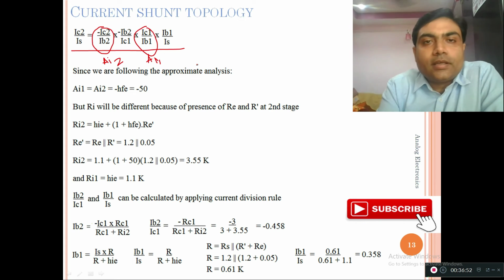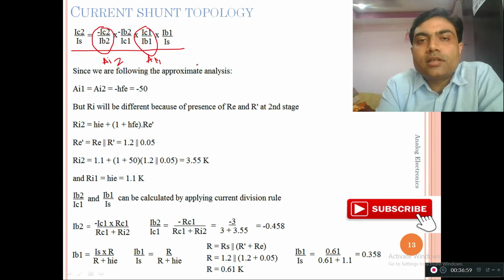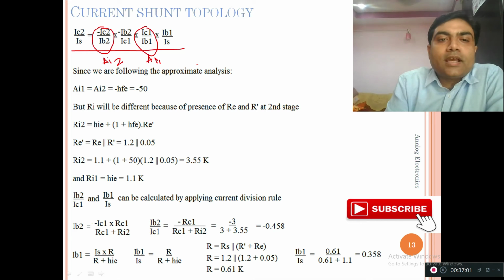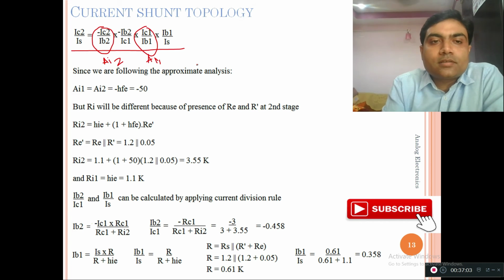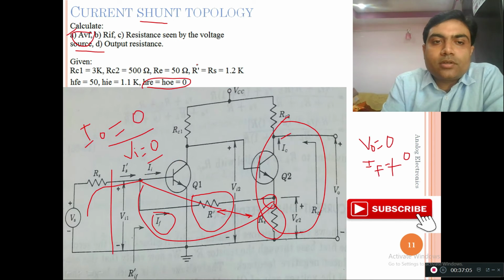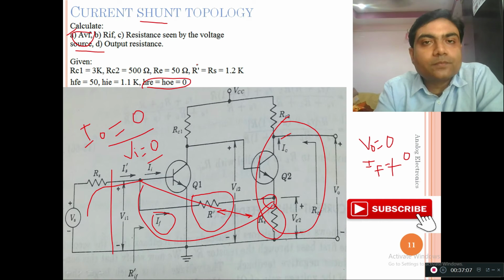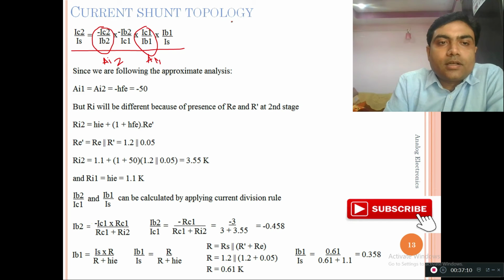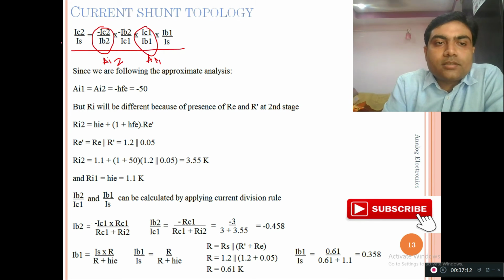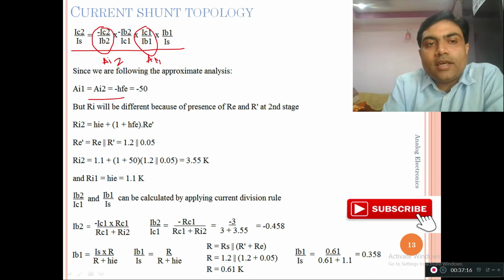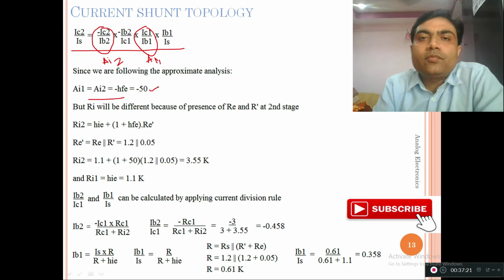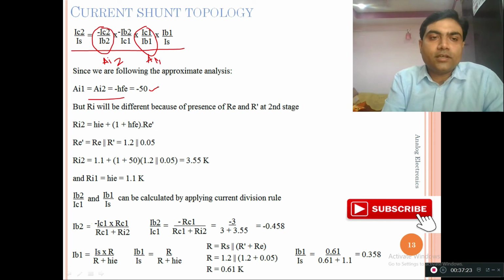So in this equation, two things are clear: the first component is giving me the value of AI2, and the third is giving me the value of AI1. And since we are following the approximate analysis, why are we following it? Because it is already given that HRE and HO equal 0. So when we follow the approximate analysis, the current gain can be directly written as minus HFE. So AI2 and AI1 are directly equal to what value? It is nothing but minus 50. HFE is given as 50 here.